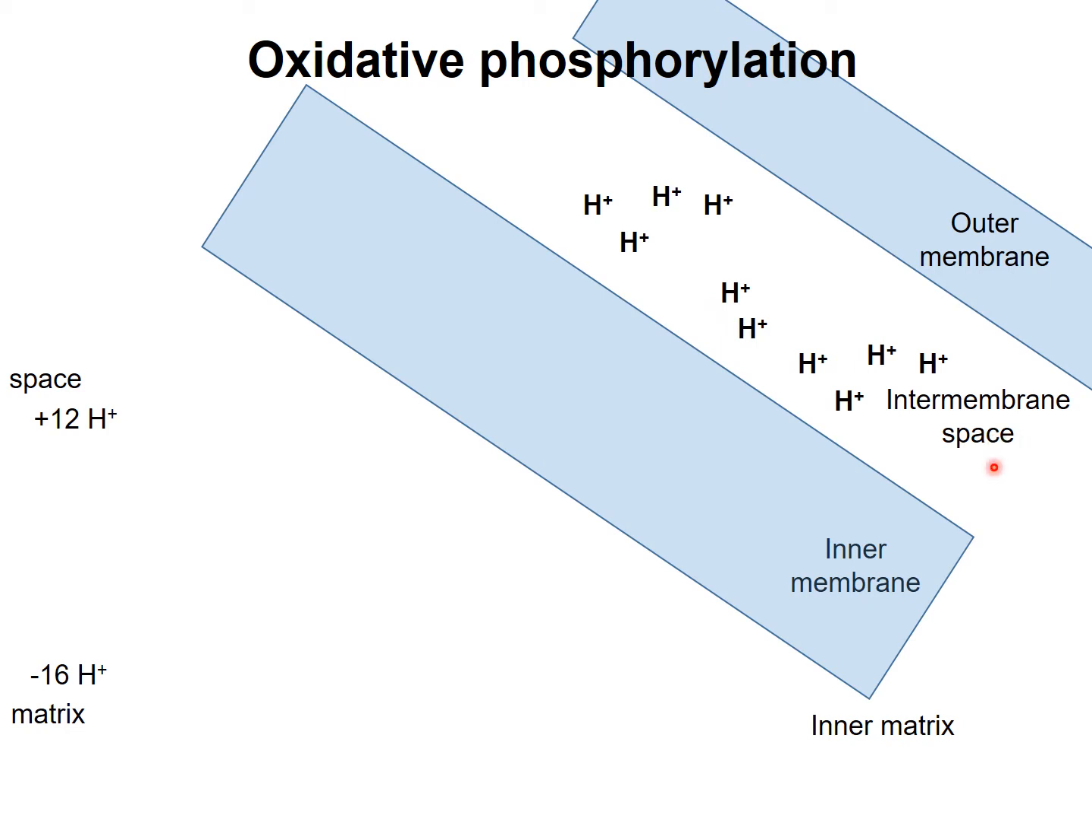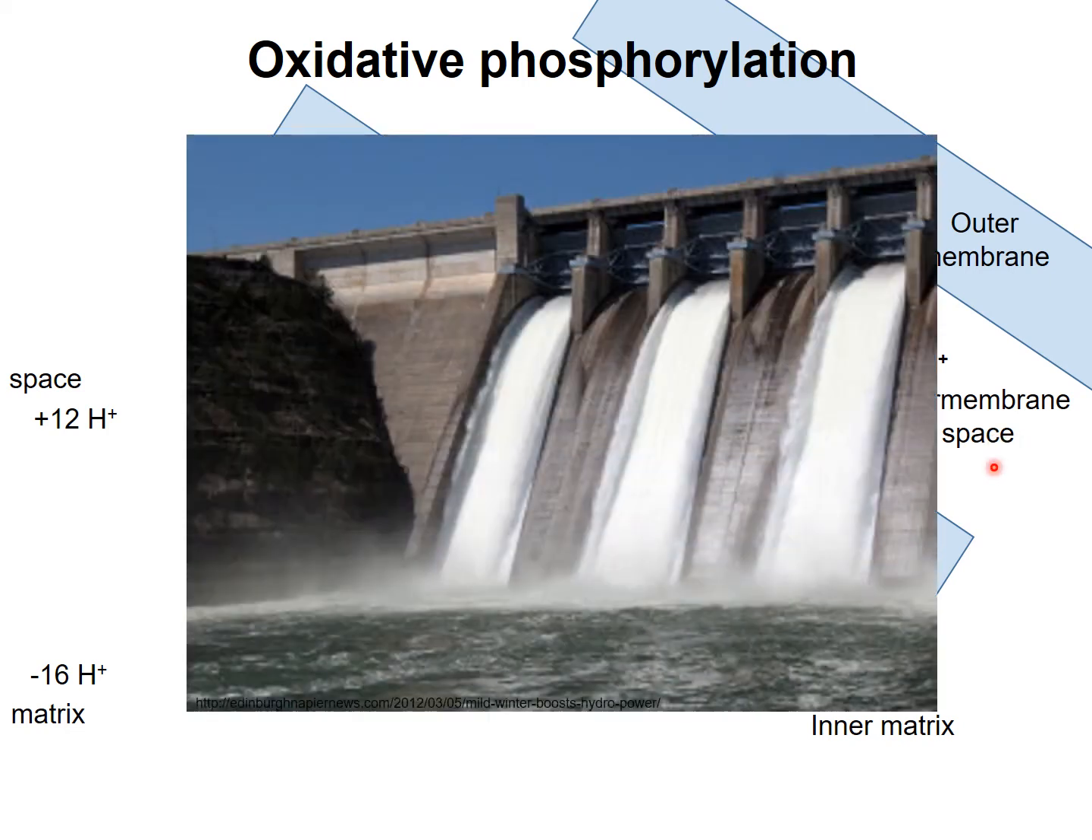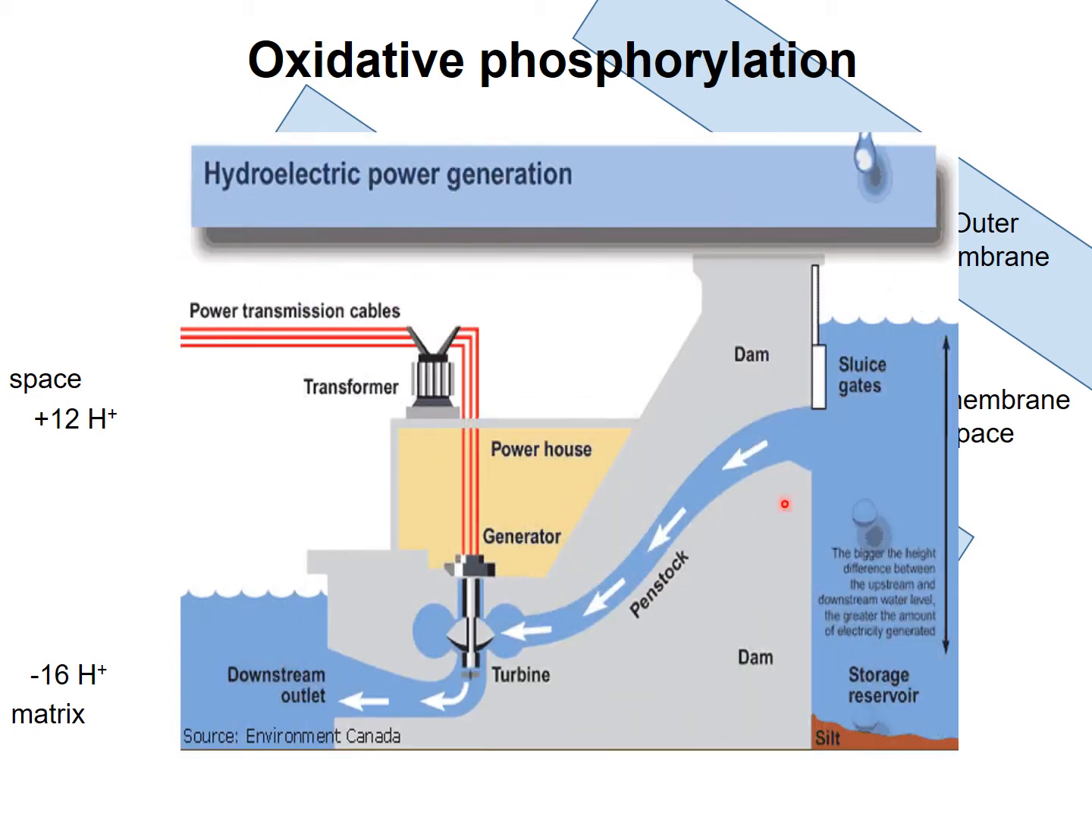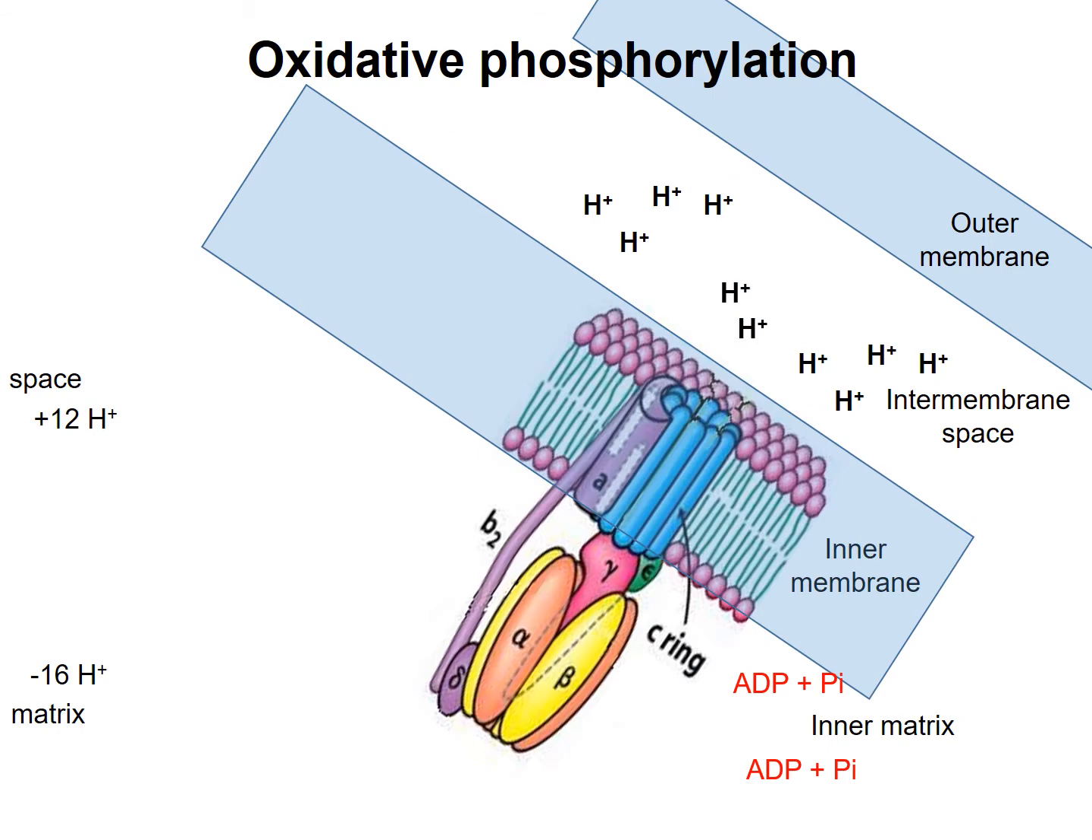and it has a lot of potential energy, like a dam that is ready to release its water. We can harness that potential energy by converting it into kinetic energy and eventually electrical energy by using a turbine. And guess what? We also have a turbine in our mitochondria, and that turbine is called an ATP synthase.